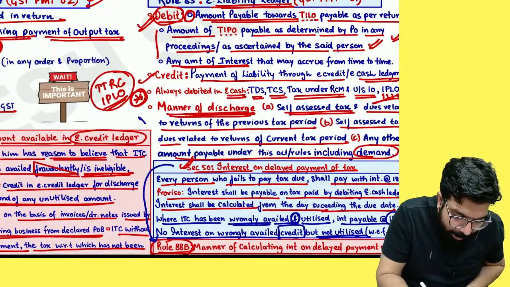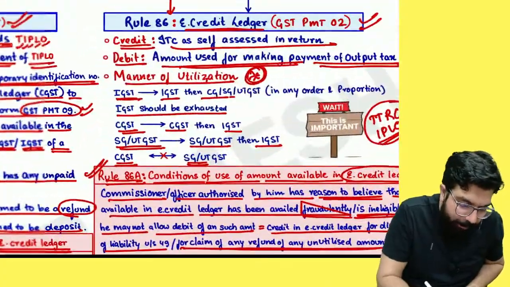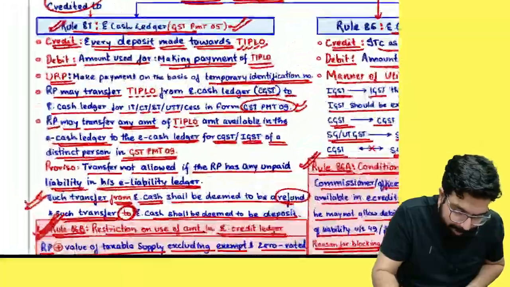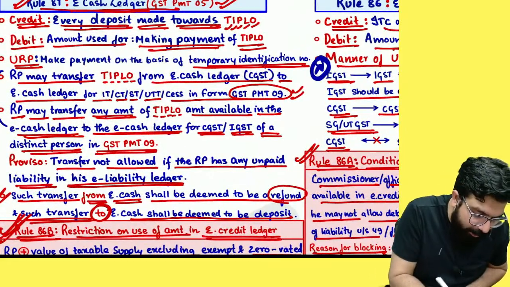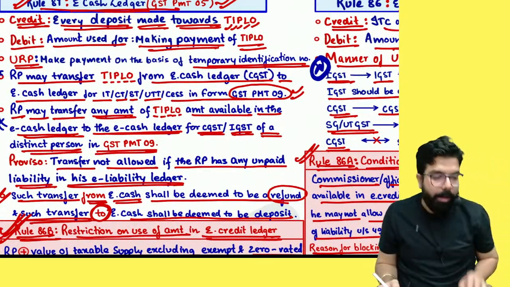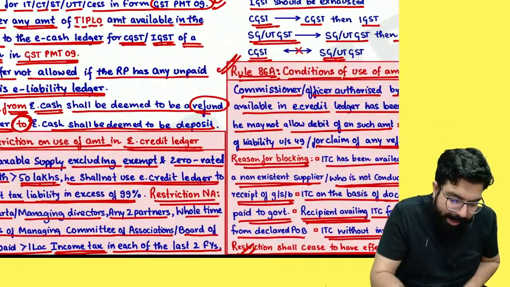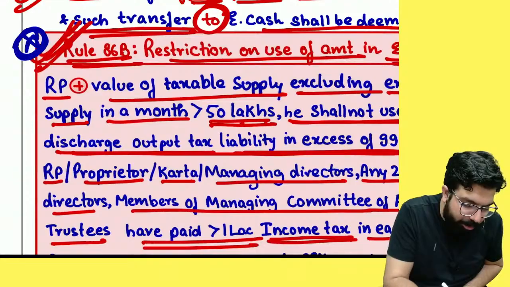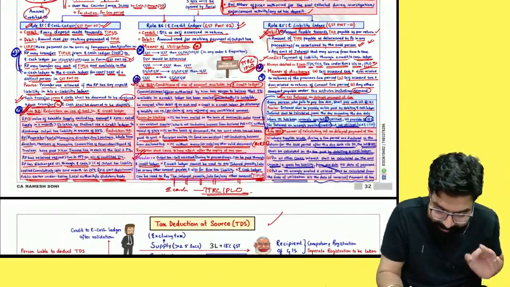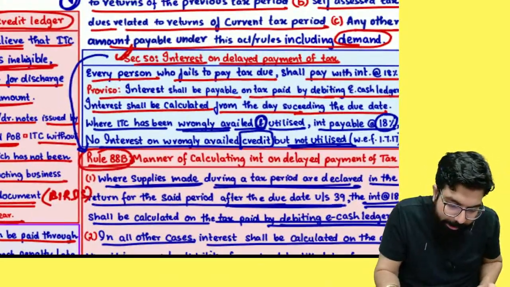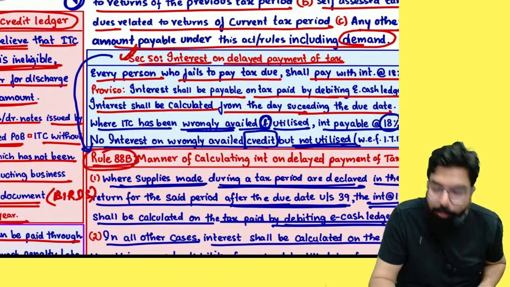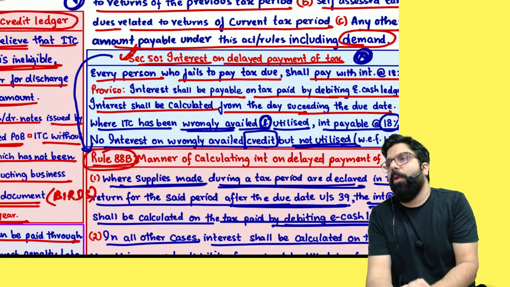This one you marked. Manner of utilization, you marked it. GST PMT 09, which I have told you, is very, very important. Rules 86A and 86B, they go ahead and ask questions. Please be very careful with 86A and 86B. Other than that, they can also ask you a small question on interest. I have already explained it to you, right, everyone?